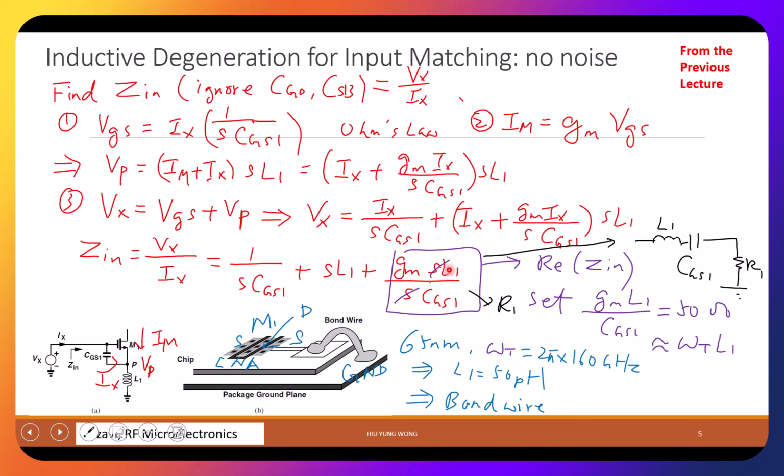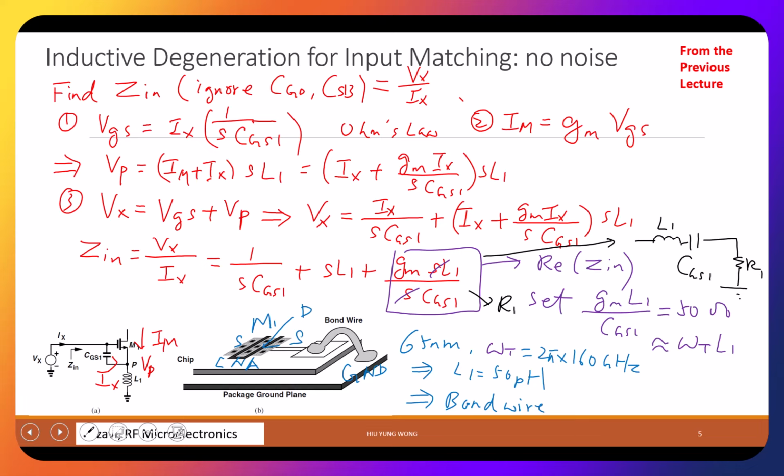We did the math, then we came up with this. Now this can be confusing to some of us, to myself also, maybe in the beginning. But the main point is this: the impedance has two parts. This part has S, so it's j omega. So these two terms are the imaginary part, however complicated it is. It also has this part in which the S got cancelled, so it's purely real. That's why we are able to get the impedance to match to 50 ohm, because now this is a real part, and it depends on GM, L1, and CGS1. This explains why we say this is inductive degeneration for input matching, because we rely on this inductor to get the 50 ohm. And then later we got some confusion.